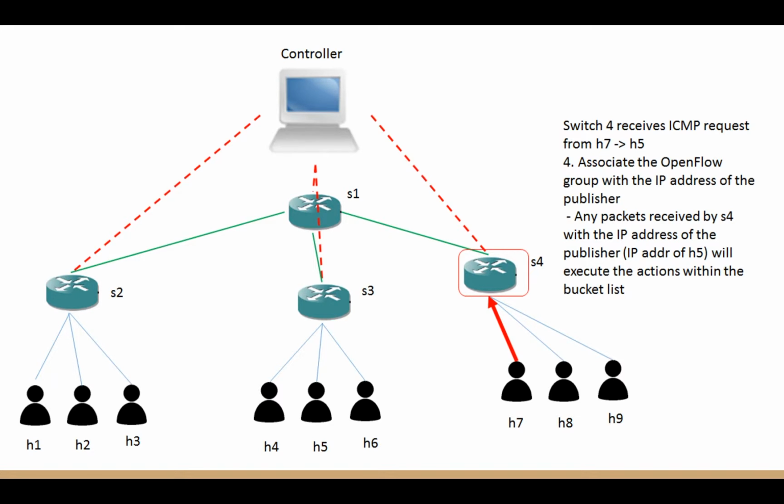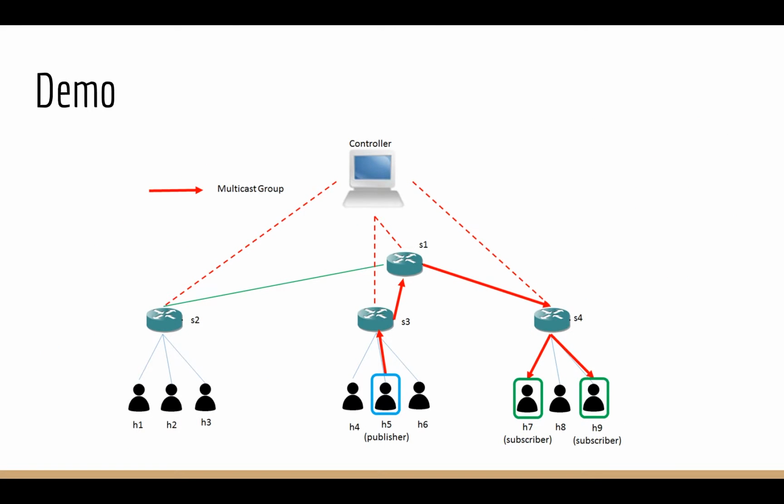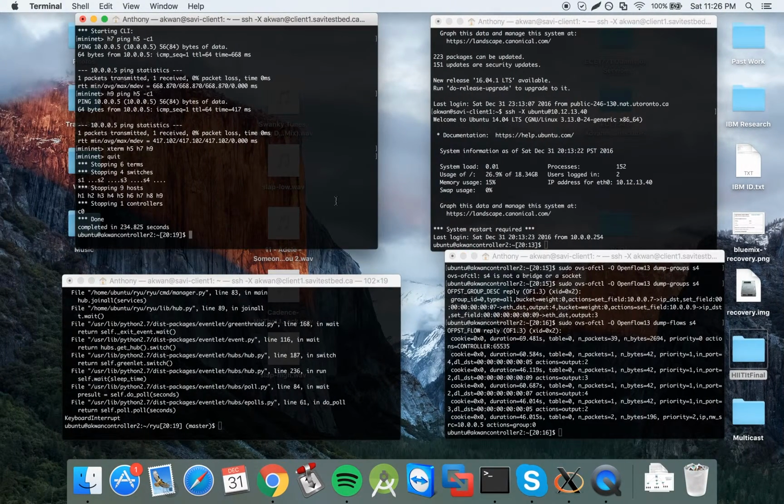So any packets that come in from H5 and get received by switch 4 will have all the actions within the bucket list executed. So now I'm just going to demo what this looks like. Moving on to here.